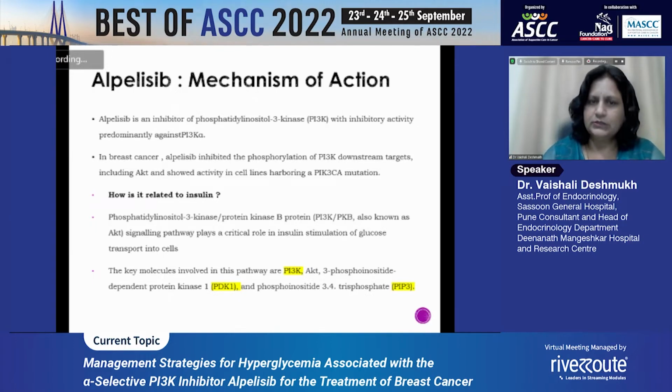Now, where does it relate to insulin is the question. So we know that insulin works through these pathways, and there are three important molecules when insulin is helping in glucose uptake into cells. This mechanism operates in every cell of the body, and the pathways involved in insulin action are the PIK3 pathway, the PDK1 pathway, and the PIP3 pathway.